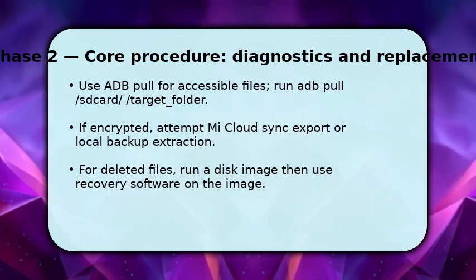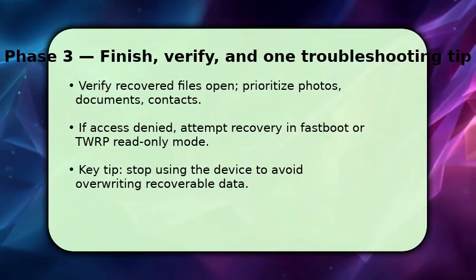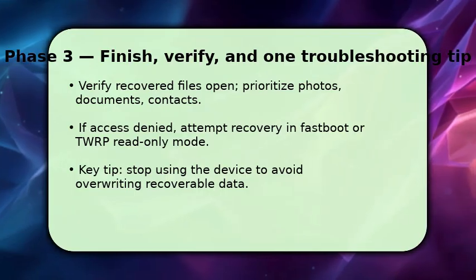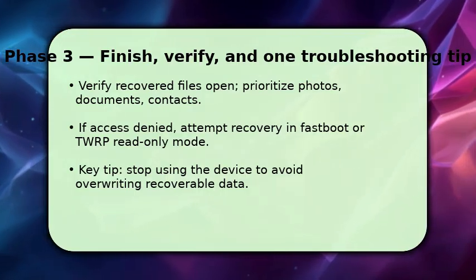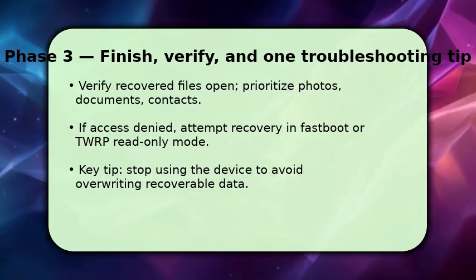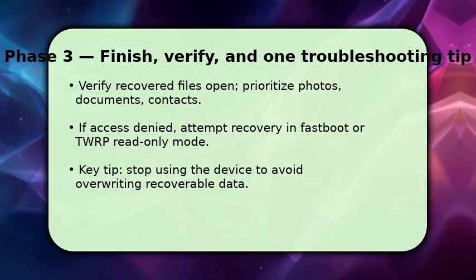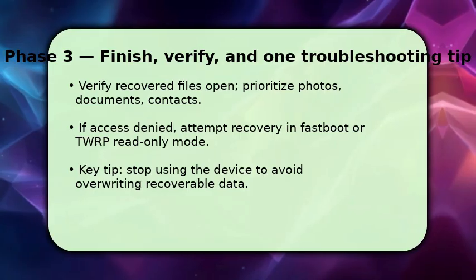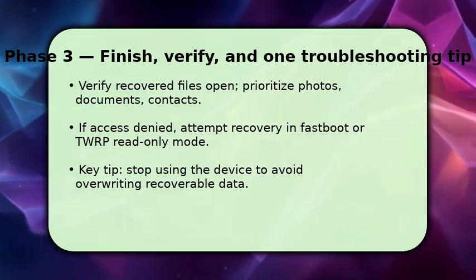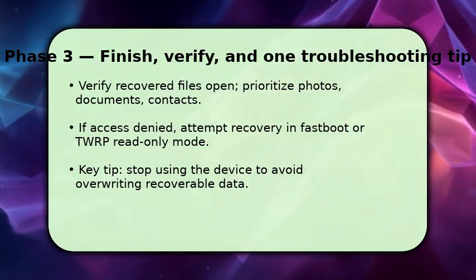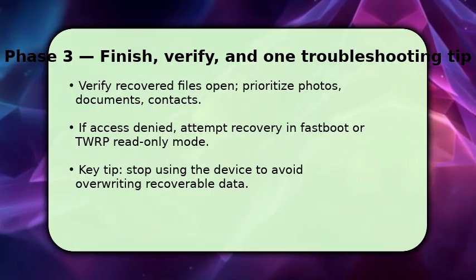To finish, confirm recovered files open correctly, prioritize photos, documents, and contacts, and copy them to multiple safe locations. If you encounter permission errors, reboot into fastboot or TWRP and mount storage as read-only, then repeat extraction. This often bypasses OS-level locks.